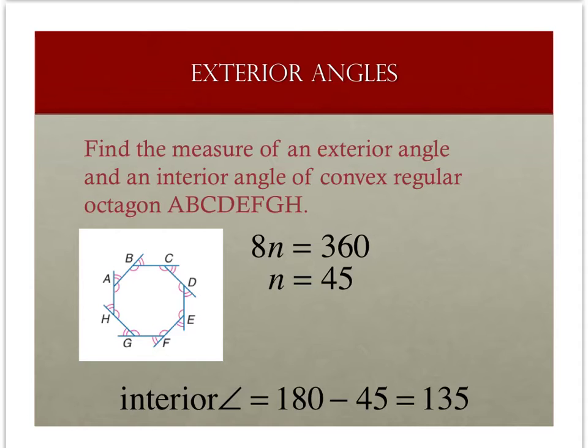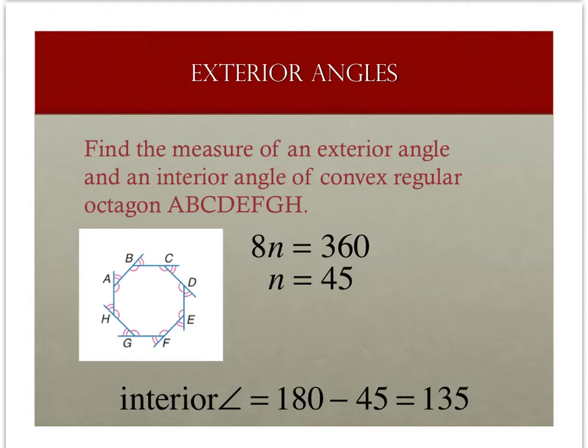Exterior angles. Now we want to find the measure of an exterior angle and an interior angle of a convex regular octagon ABCDEFGH. Try to say that 10 times fast. I know that it has 8 sides and 8 exterior angles add up to 360, because I want to figure out each exterior angle. So it has 8 exterior angles. I divide 360 by 8 and I get 45.